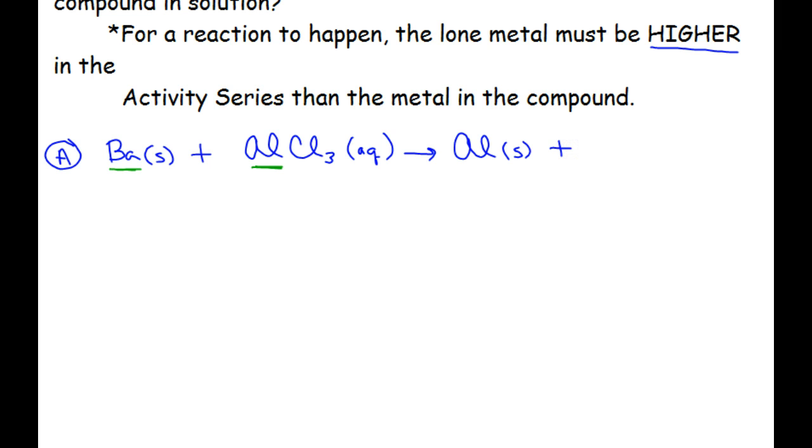And then you have to make a compound out of the barium and the chlorine. Barium is a +2 and chlorine is a -1, so the formula will be BaCl2. And when you check your solubility rules, barium chloride is soluble, so we put aqueous.